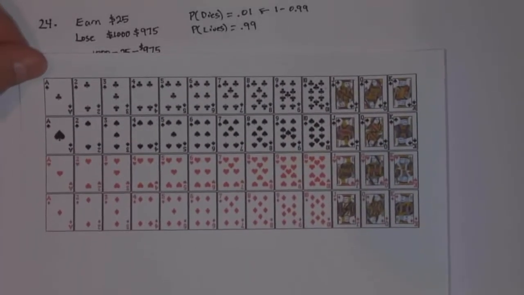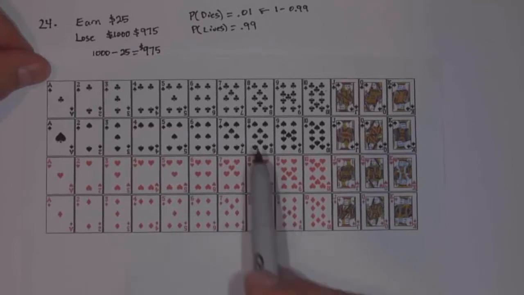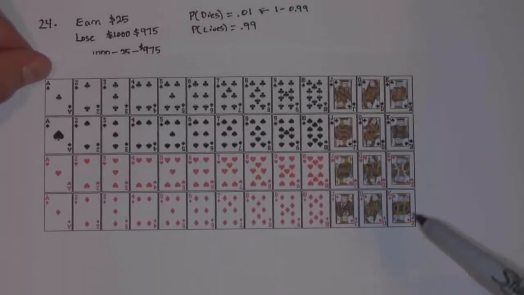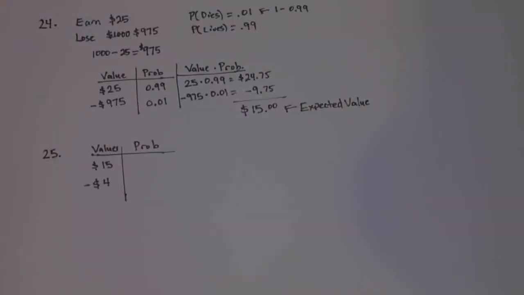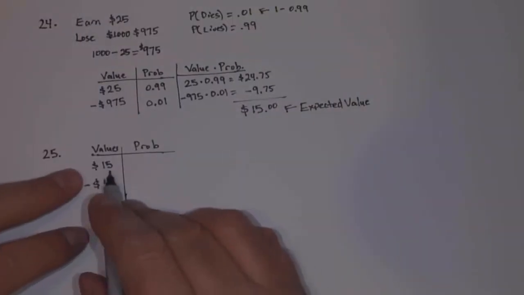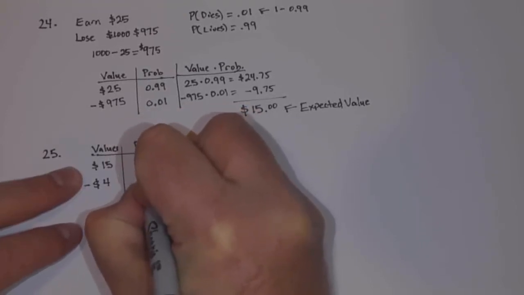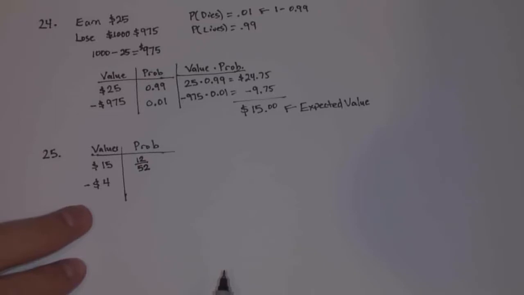And just to demonstrate that, I'm bringing in a figure of a deck of cards. So there are 12 face cards out of the 52 card deck. So the probability of winning the $15 is going to be 12 out of 52. And we could reduce that if we wanted to.